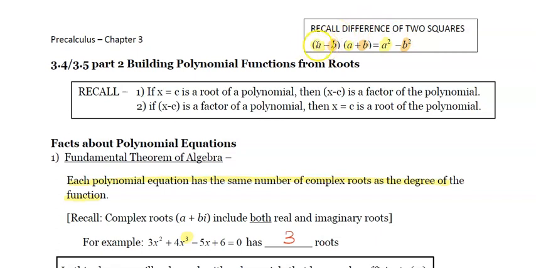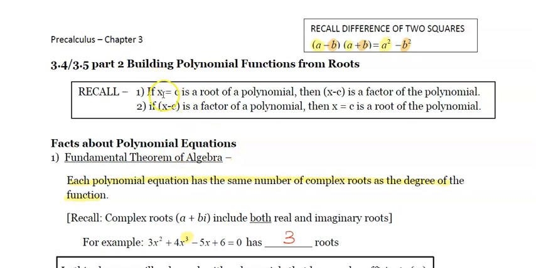So that means if you see these factors, after you see this combo many times in a row, instead of doing the whole FOIL, where you end up having minus BA plus BA and they cancel, you can go right to this. That's going to be very, very important when multiplying factors in this section. So it's all about the factors. Facts about polynomial equations are going to help us.